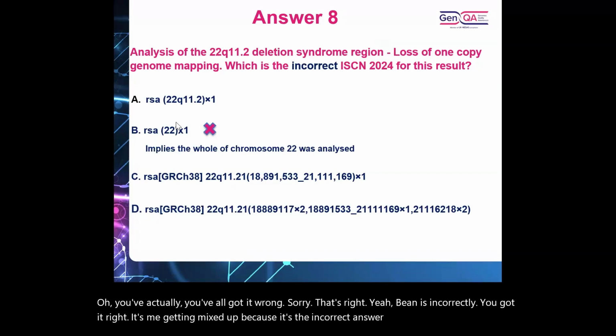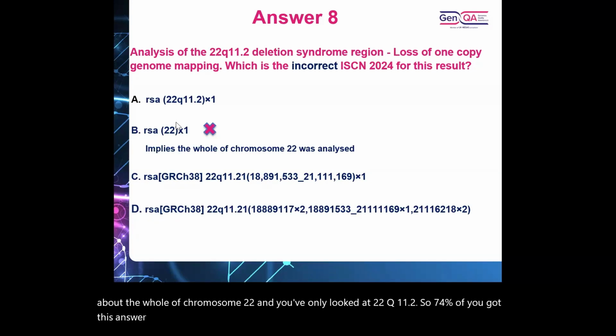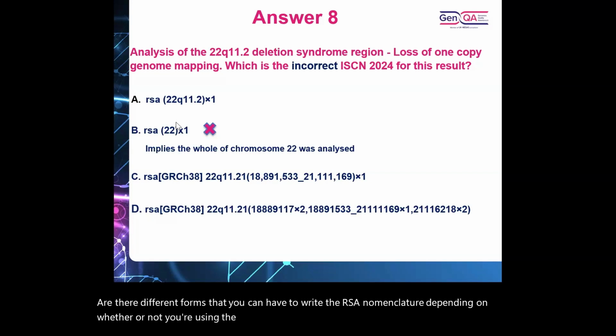Because it's only talking about the whole of chromosome 22, and you've only looked at 22q11.2. So 74% of you got this answer correct. You correctly identified the incorrect answer. How confusing can you get? So the others, A, C, and D, are the different forms that you can have to write the RSA nomenclature, depending on whether or not you're using the abbreviated, short, or extended nomenclature.